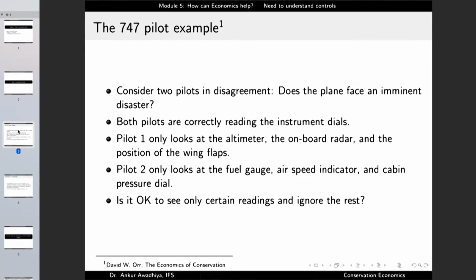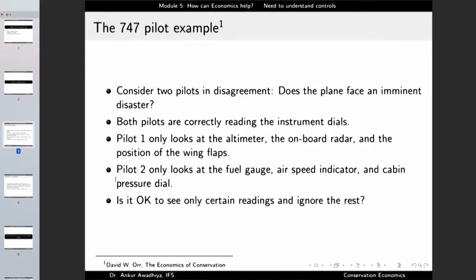Because if both these pilots do not come to an agreement, and they cannot come to an agreement till they talk or look at each other's readings, it is possible that both of them will spend their time in disagreement and the plane might go and crash. So, for instance, pilot two is looking at the fuel gauge, but pilot one does not look at the fuel gauge.